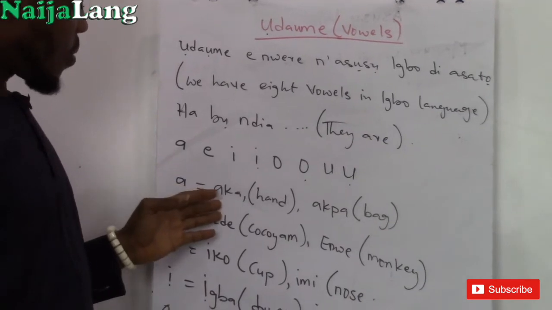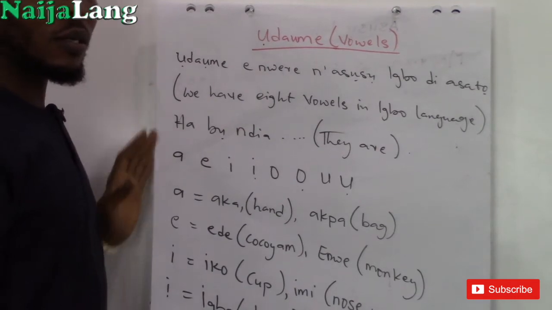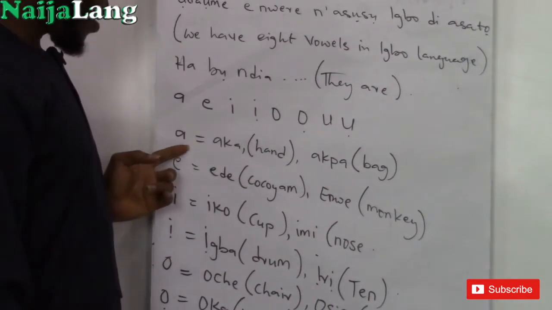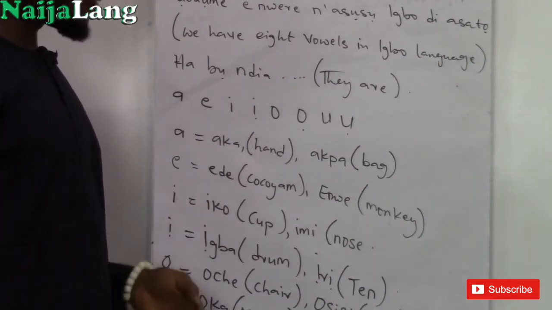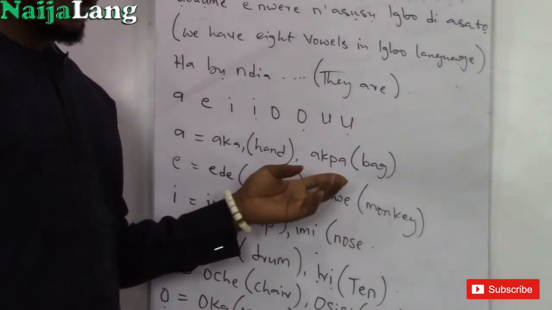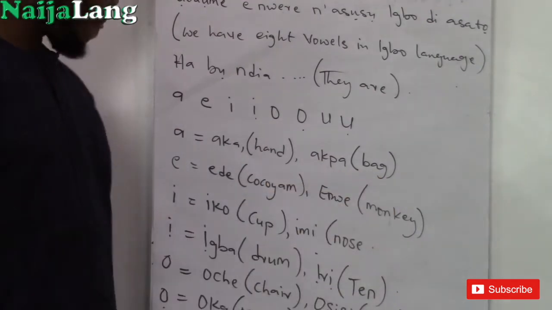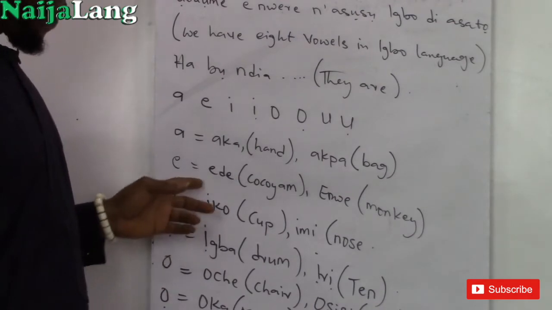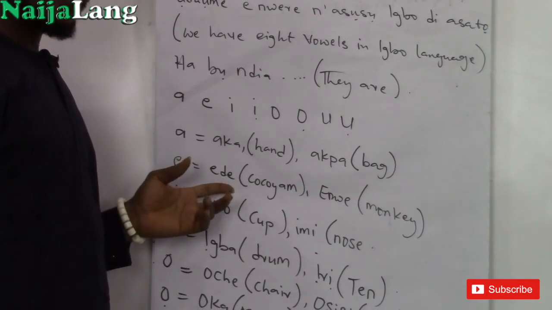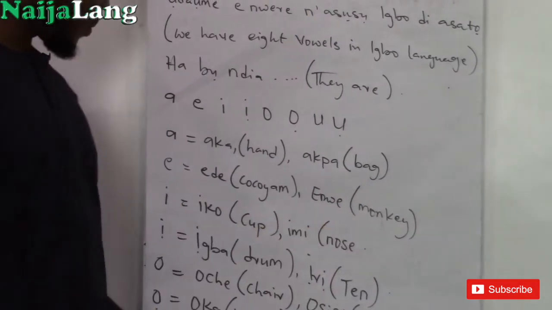Ka anyị depụta ihe ọmụmaatụ site na ụdaume ndị a. Let us give examples with these vowels. A: aka, that is hand. Another example is akpa, bag. Ihe ọmụmaatụ dị na E is ede, cocoyam, enwe, monkey.